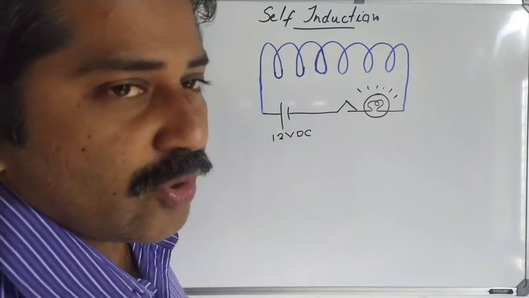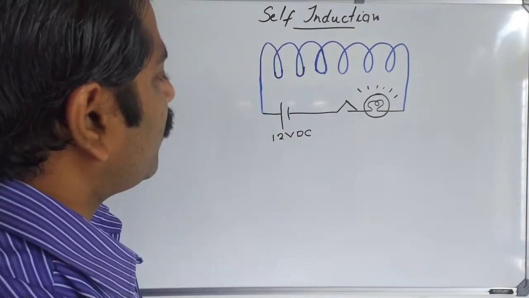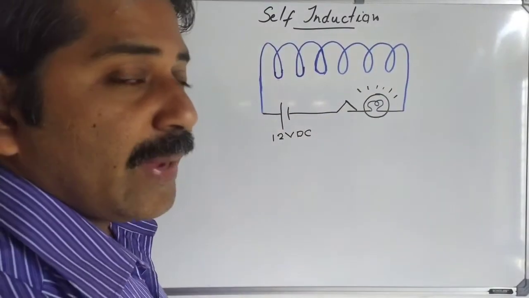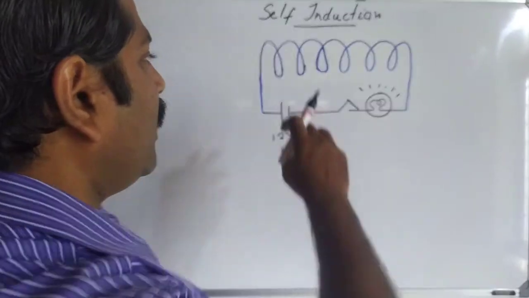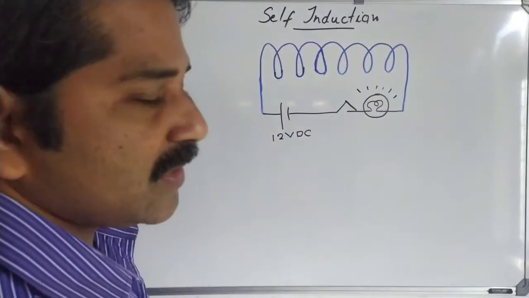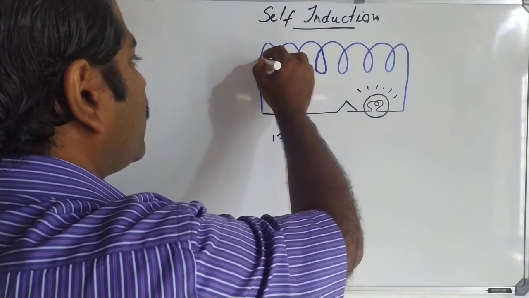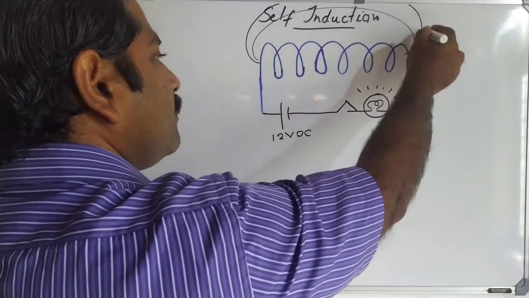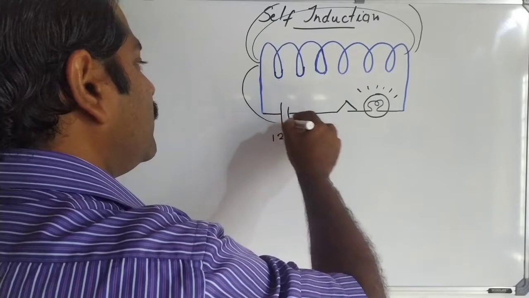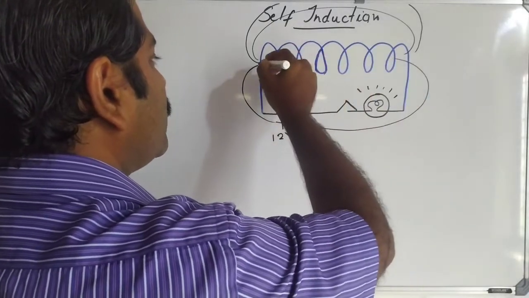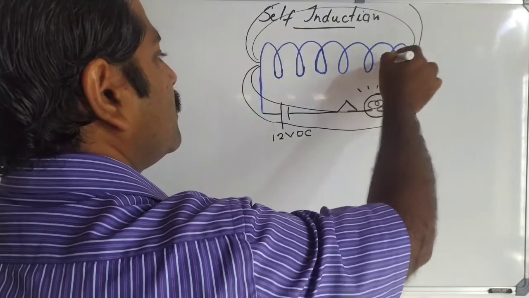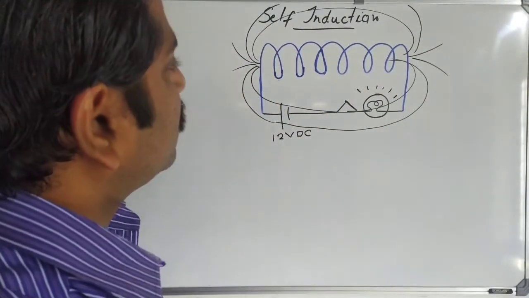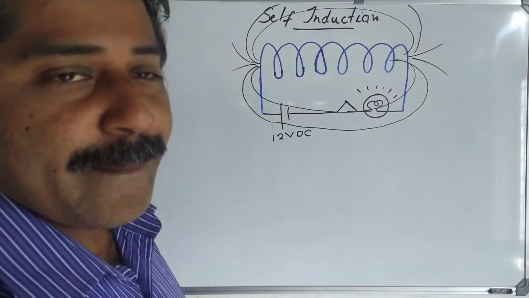And one more thing we have to remember is, when current passes through the circuit, a magnetic field will be developed around it. That means a large number of magnetic lines can be found around it. Here also we can see a large number of magnetic lines. Large number of magnetic lines will be formed.